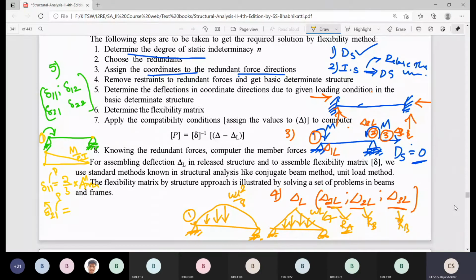So delta 21 will be equal to 1/3 of the area of the M by EI diagram. So this is delta 21.